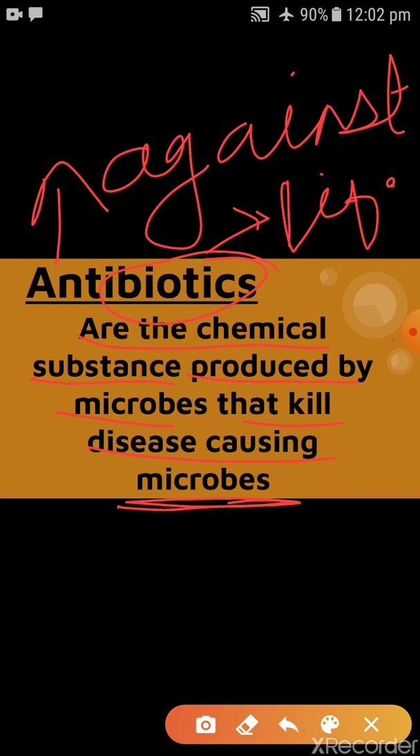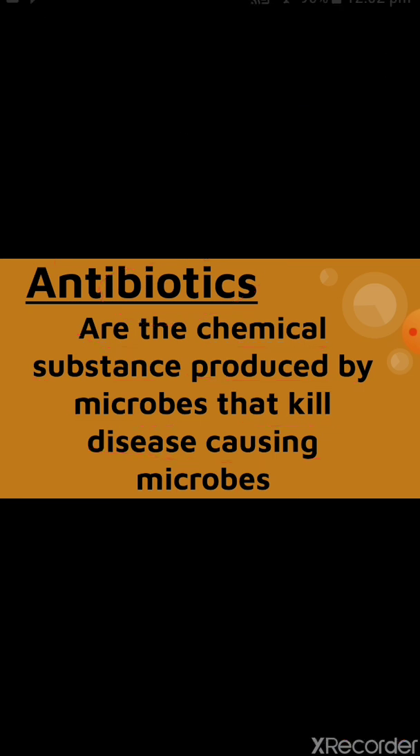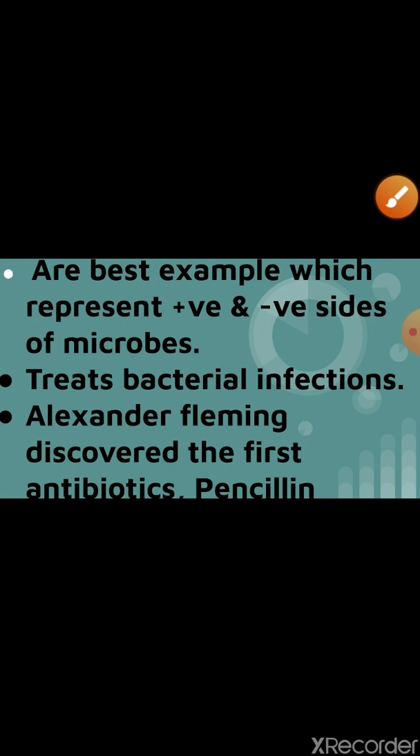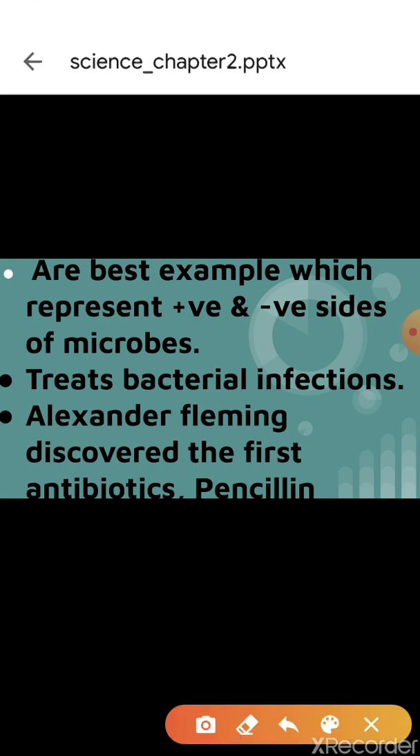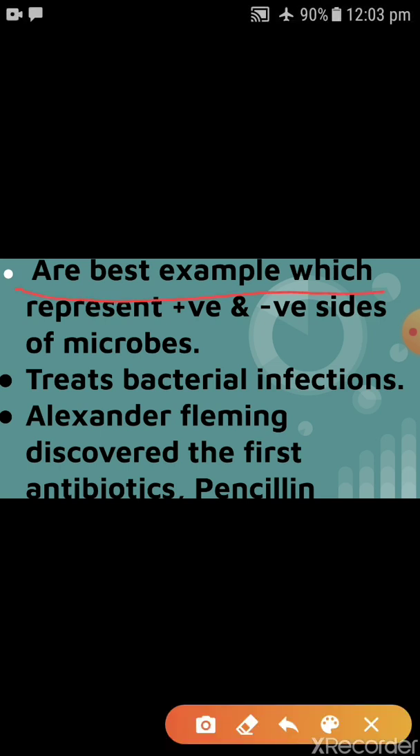Antibiotics are the best example where we can see the negative and the positive characteristic of microbes. Like from microbes infection is there, and from microbes only we are taking care of also. Now we can say that antibiotics are the best example which represent positive and the negative sides of microbes.